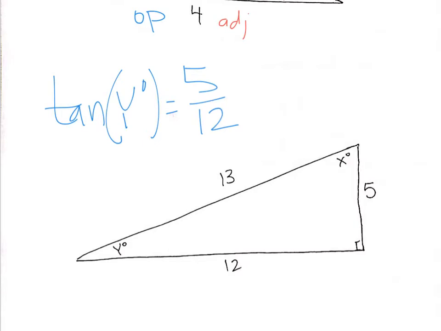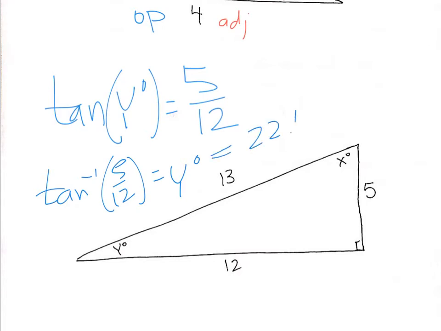Tangent. Oh, right. So if the tangent of y degrees equals 5/12, then the inverse tangent of 5/12 equals y degrees. And if we solve that, what are we going to get? Calculator or Desmos should say 22.6 degrees. And looking at the angle, that looks reasonable.